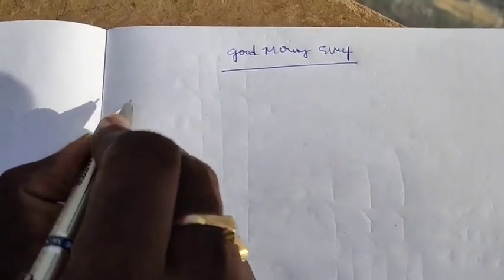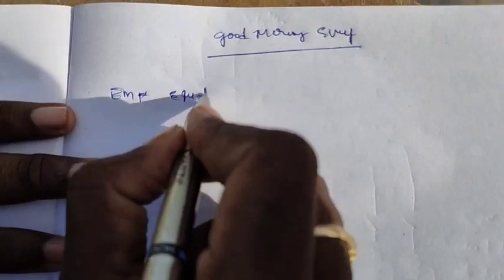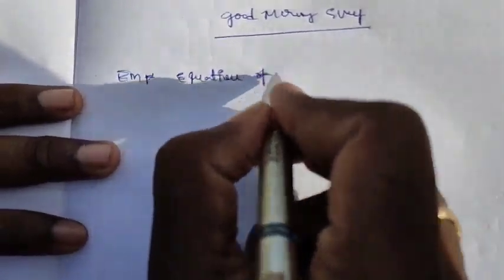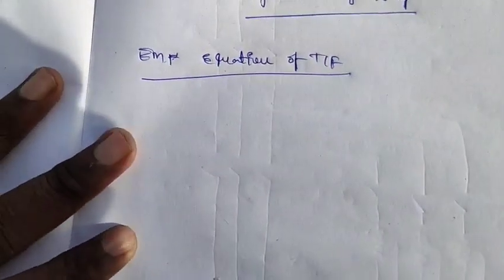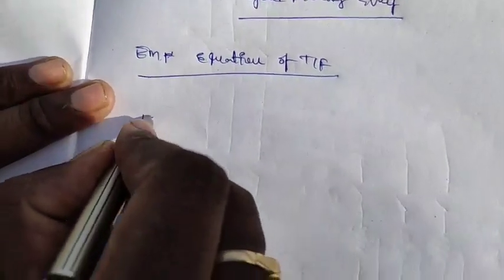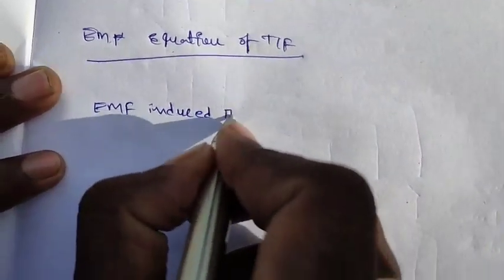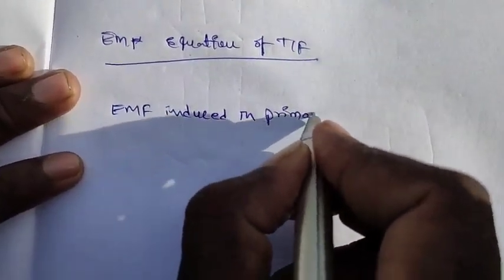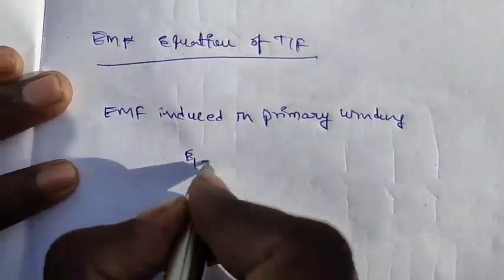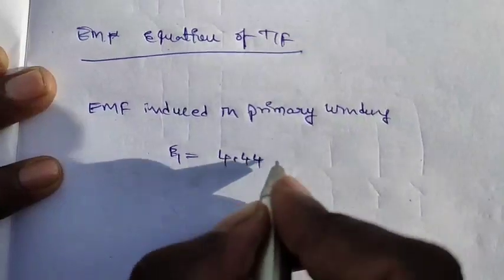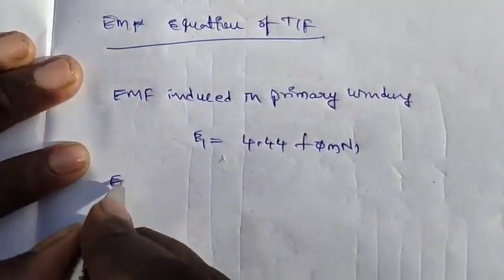So last class we discussed the EMF equation of transformer. That is, the EMF induced in primary winding, E1, is equal to 4.44 f φm N1.